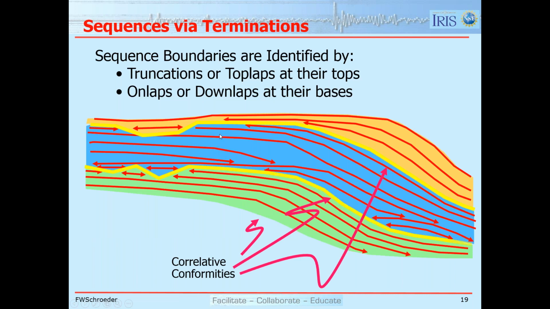So what we can do is look for terminations of reflectors, onlap, downlap, erosion, and toplap, and use that as an indication of where to put the seismic sequence boundaries. So I have 1 yellow line, a second yellow line, a third yellow line, and then the package of rocks between 2 successive seismic sequence boundaries would be a seismic sequence. So I have the green sequence, I have the blue sequence, and I have the orange sequence.